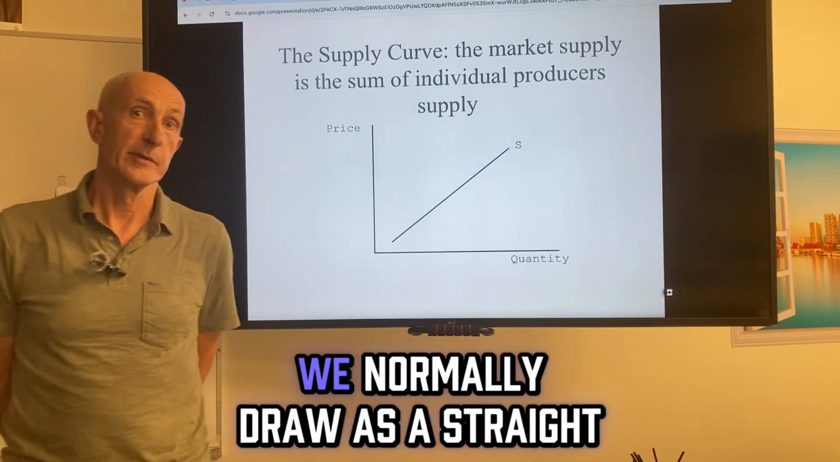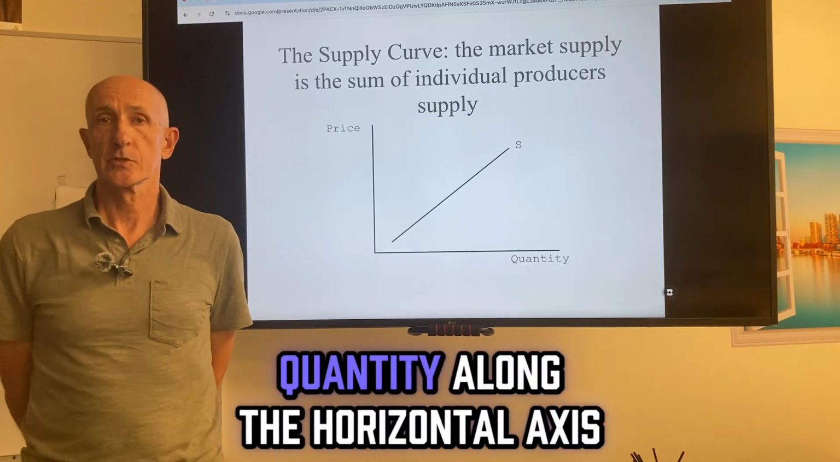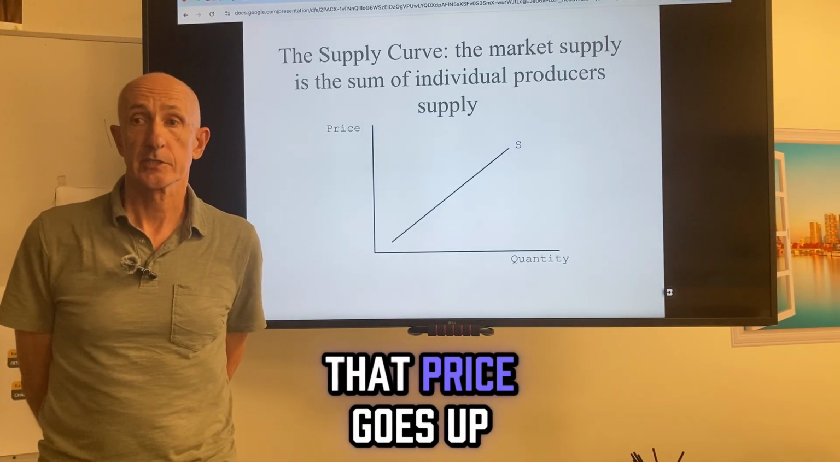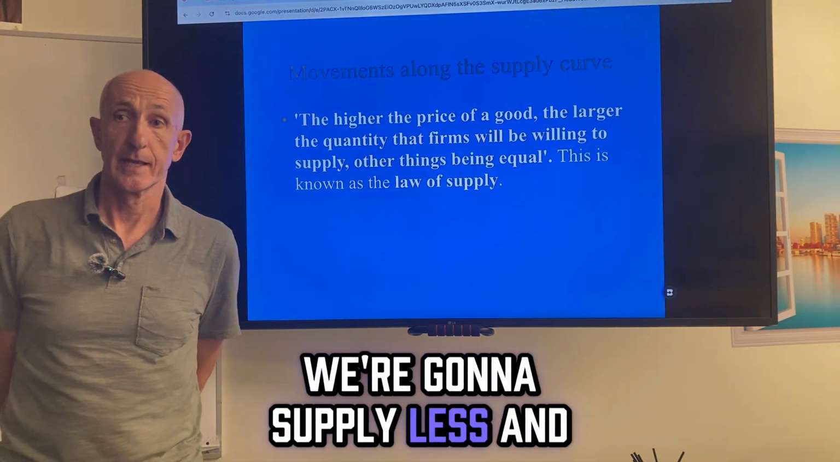Again, it's called a curve. We normally draw it as a straight line. Price on the vertical axis, quantity along the horizontal axis. So that indicates to us that if the price goes up, we're going to supply more. If the price goes down, we're going to supply less.